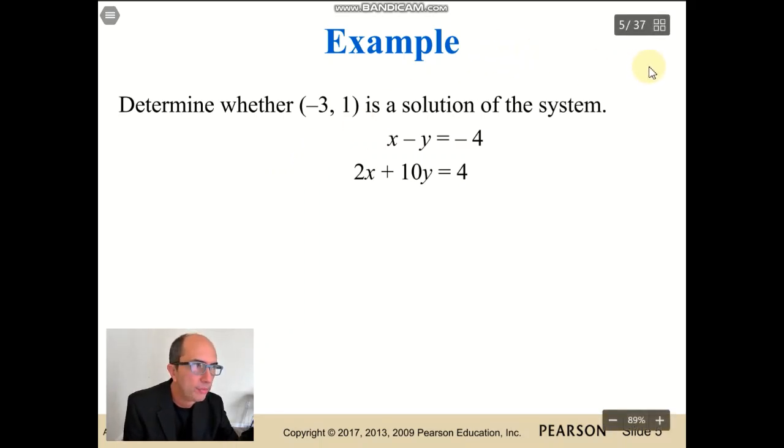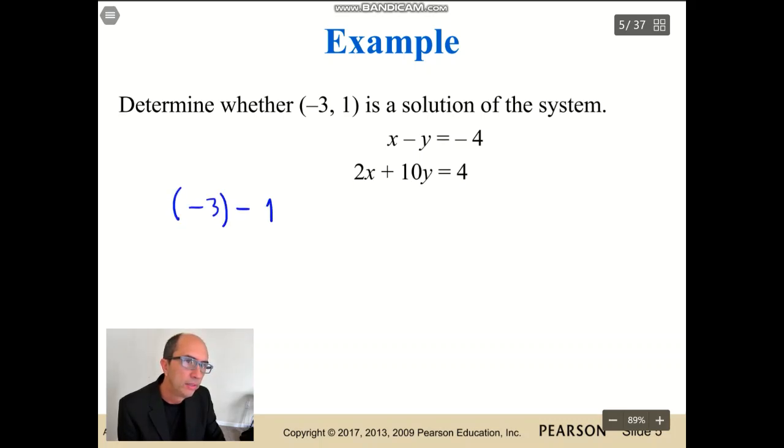And what we're gonna have to do here is just to plug in -3 and 1 on both equations and check if it produces a true statement for both. So let's plug in -3 and 1 on the first equation. -3 minus 1 equals -4. -3 minus 1 is -4. So this is true.